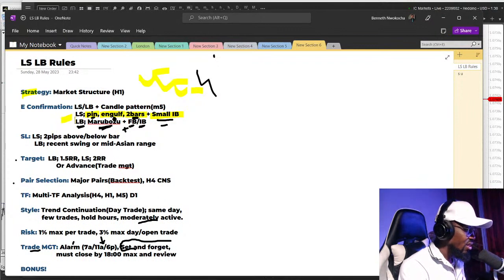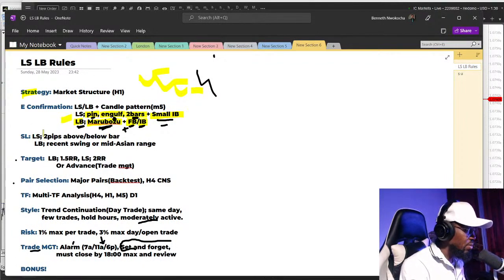And then this is for the London break. You want to see a Marubozu, which is a strong breakout bar. After a Marubozu, you want to see a follow-through bar or an inside bar. A follow-through bar is another trend bar. And then wait for the inside bar. After the inside bar, you execute. Don't be in a hurry.